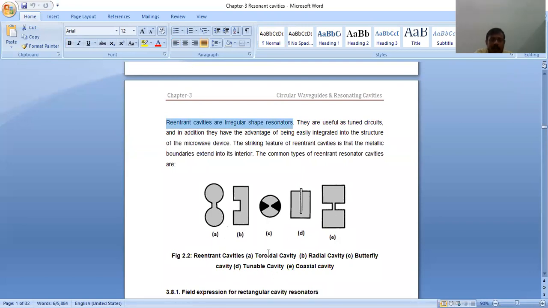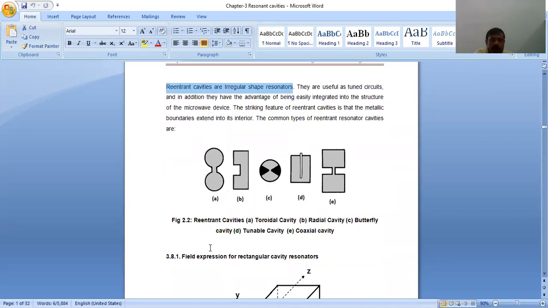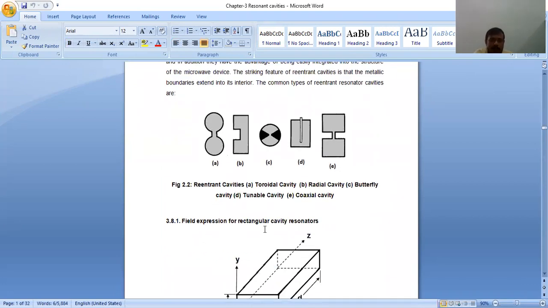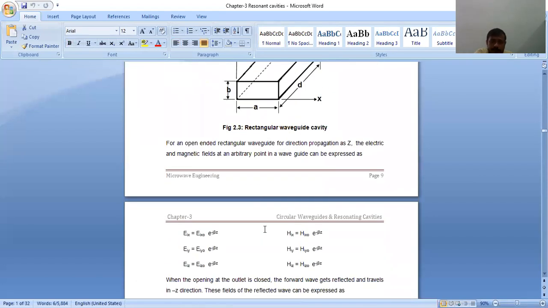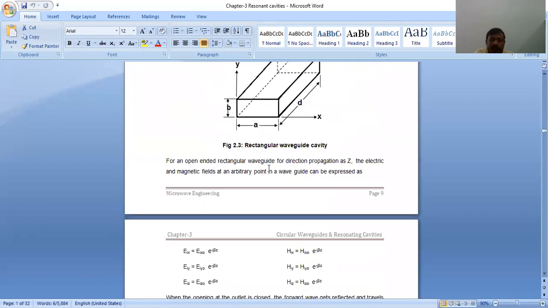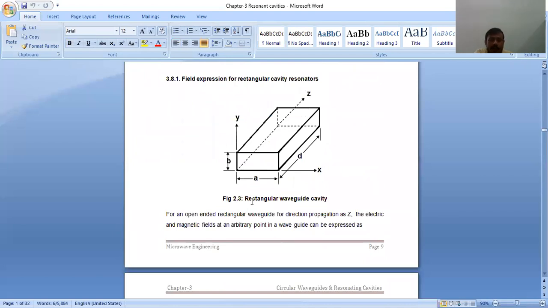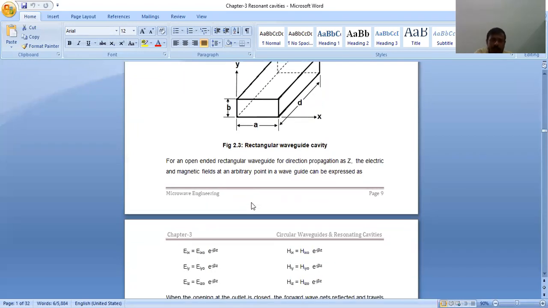Toroidal cavity, radial cavity, butterfly cavity, tunable cavity and coaxial cavity. We use these in our microwave tubes like the two-cavity klystron. Now this is the rectangular waveguide cavity. In the rectangular waveguide cavity, they may ask you to derive the expression for the cutoff frequency. That is the important question; the remaining they may not ask.